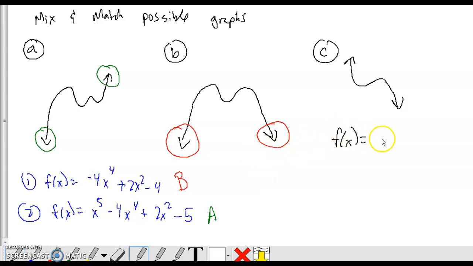This would be my equation. I'm just going to make it really easy. I'm going to say negative 2x to the power of 3 plus x minus 1. That's it. So again, it has to have an odd exponent number, and it has to have a negative because it's going in the opposite direction, unlike letter A. Okay, so there we go for mixing and matching.